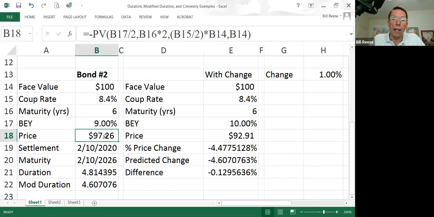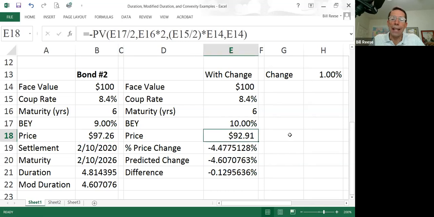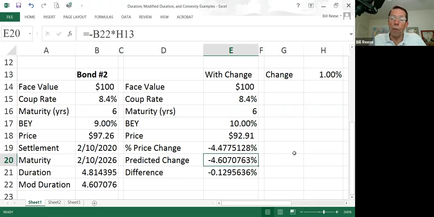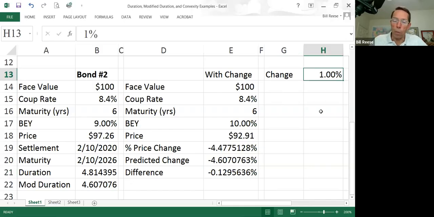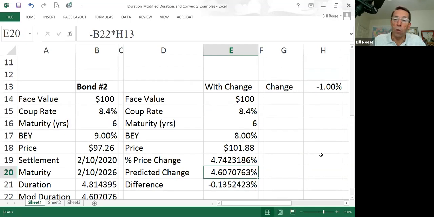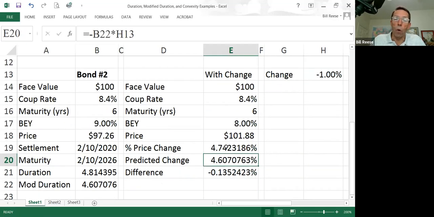So here is the actual change in the price. It goes down from $97.26 to $92.91. It dropped by 4.47%. Modified duration predicted it would drop by 4.6%. So modified duration predicted a bigger drop than was actually there, by this amount right there. If interest rates, instead of going up by 1%, go down by 1%, then modified duration is predicting the price of the bond would go up by 4.607%. And in fact, it went up by 4.74%. So modified duration is off by that amount.